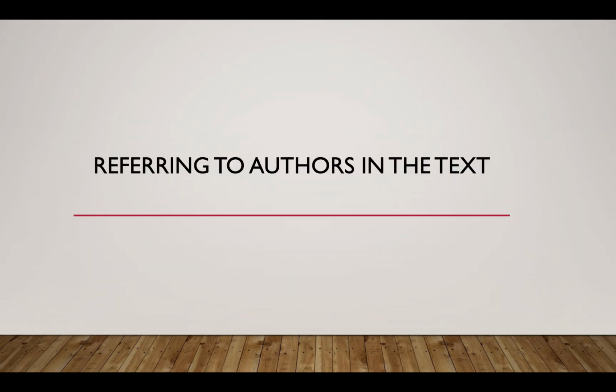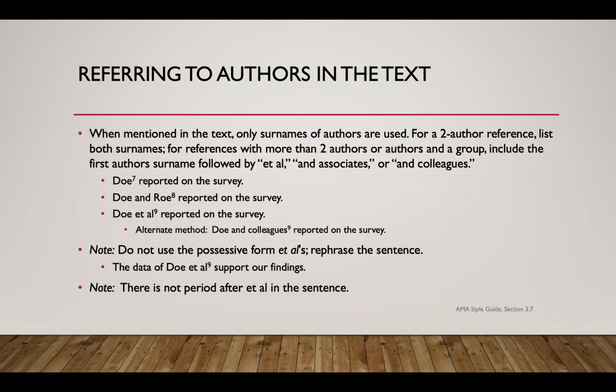So let's talk about referring to authors in text. Many times we want to mention an author's name within the text. And when mentioning it in the text, you only use the surnames of the authors. So for a 2-author reference, list both surnames. For references with more than 2 authors or a group of authors, you include the first author's surname and you follow it by et al. Or alternatively, you can use and associates or the word and colleagues.